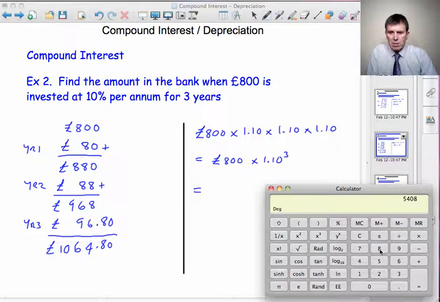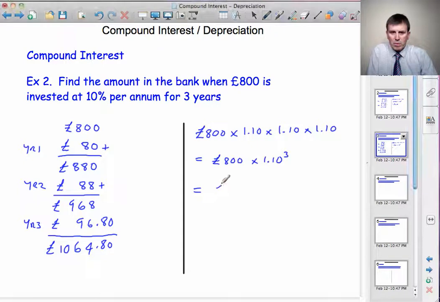So I've got £800 multiplied by, I have to put it in brackets, 1.10, and I use the YX button and then say to the power 3, close the bracket, and it comes to 1064.8, which is £1,064.80.